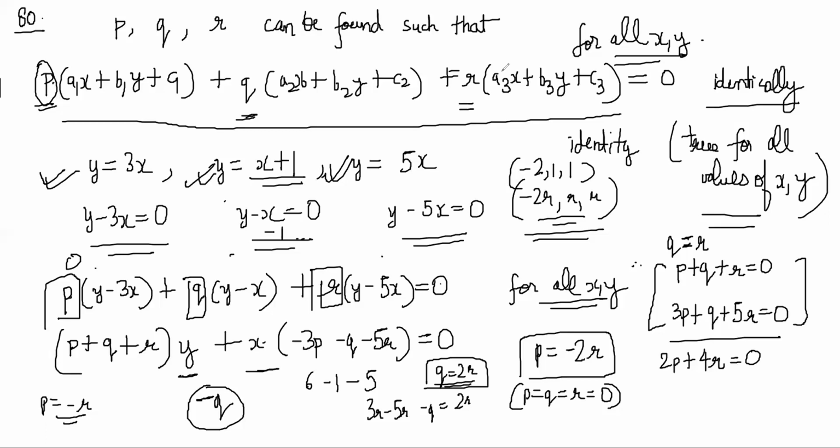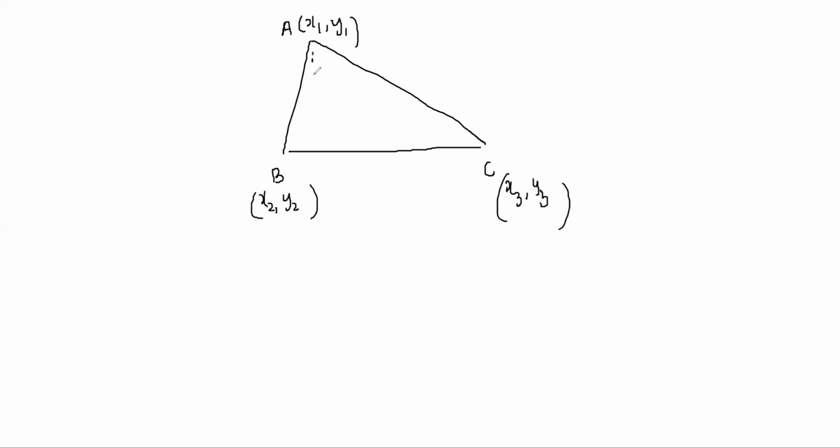So how did he get the equation of the perpendicular line? Can you find the equation of the perpendicular line? Wait. So suppose this is my triangle and this is A, this is B, this is C. A is x1 comma y1, this is x2 comma y2, and this is x3 comma y3. So he's finding the equation of the altitude. So let's see how to get the equation of the altitude. So this is, suppose, D. This is 90.